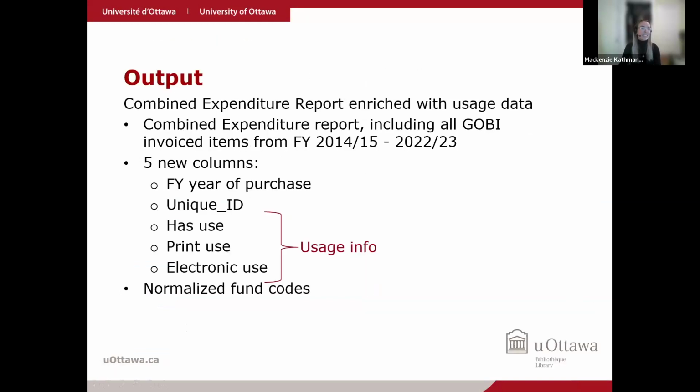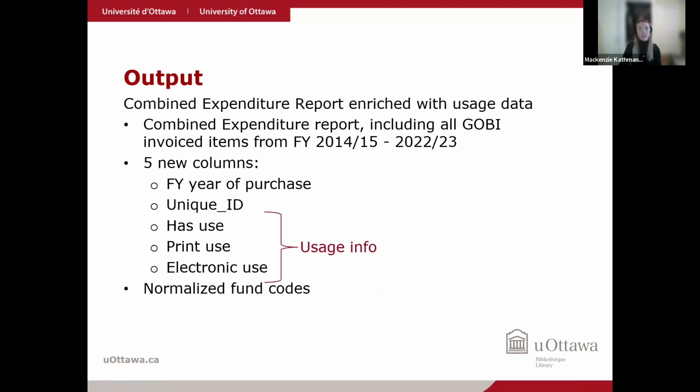But what I had was the output, which was a completely new report. It was a GOBI expenditure report from 2014 to 2023 with usage information. The report includes all the GOBI invoices from the past 9 years and 5 new columns. So financial year of purchase, unique ID, and the 3 columns of use information.